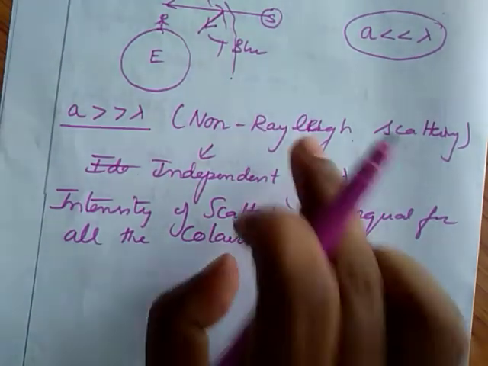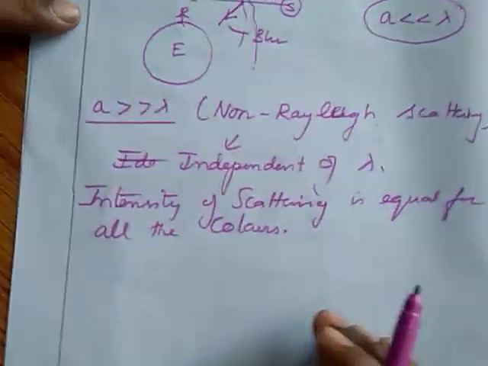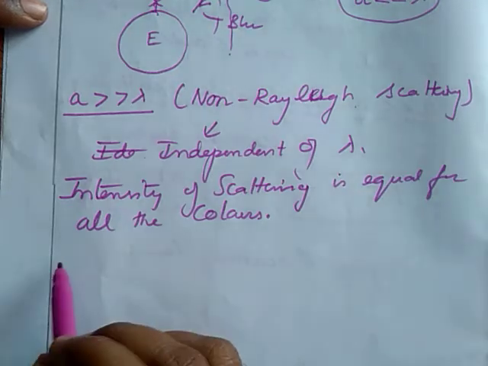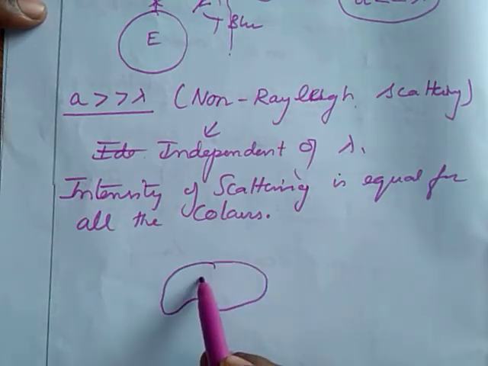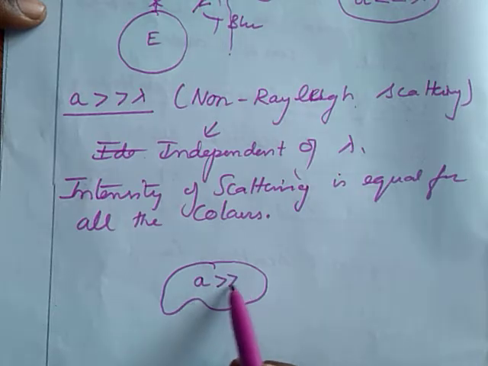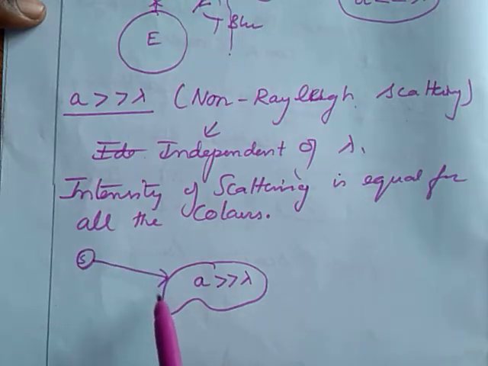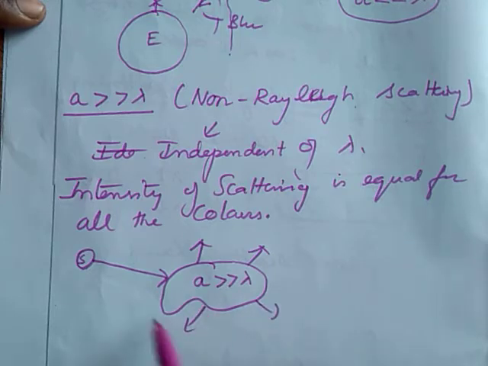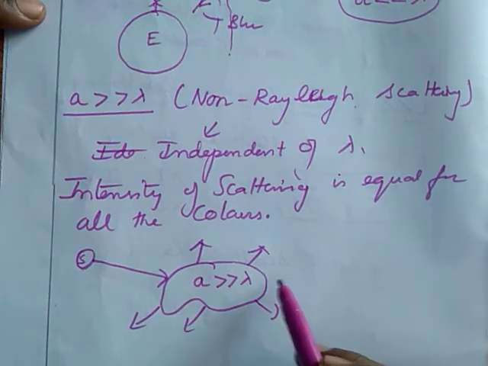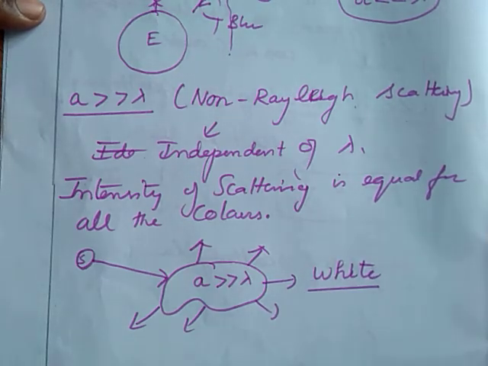This type of scattering takes place in clouds. There are two cases: white clouds and dark clouds. First, I consider a white cloud, consisting of particles larger than the wavelength of light. If light from the sun falls on a cloud, all the colors are scattered equally. Due to this, the cloud appears white. This is the reason for the whitish appearance of clouds.